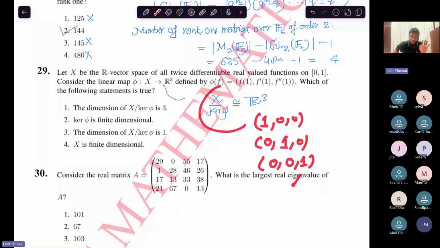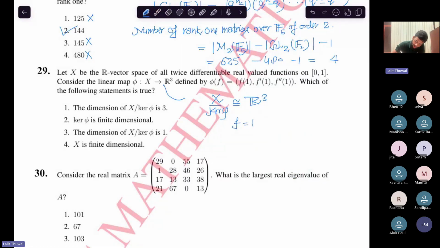So there are two ways from here. Either you see that this is onto or not, and then options 2, 3, 4 you can eliminate also. The first one is true. Okay, so why? If you take f equal to 1, this is a constant function, and phi f comes out to be 1, 0, 0. It means 1, 0, 0 is in the image.